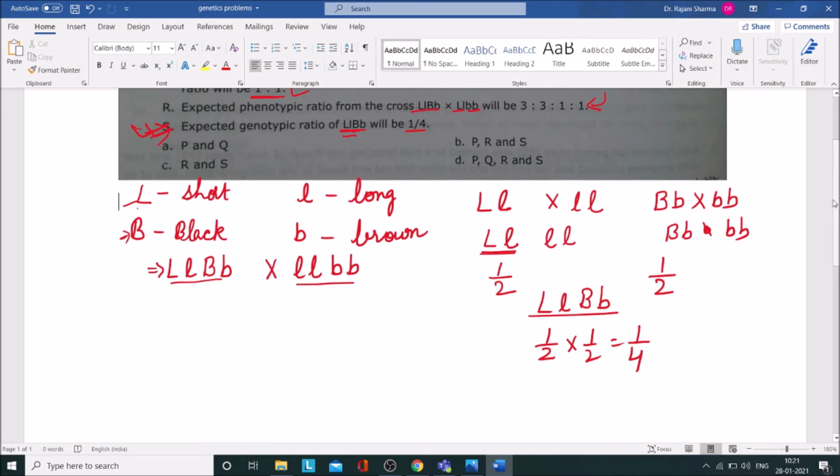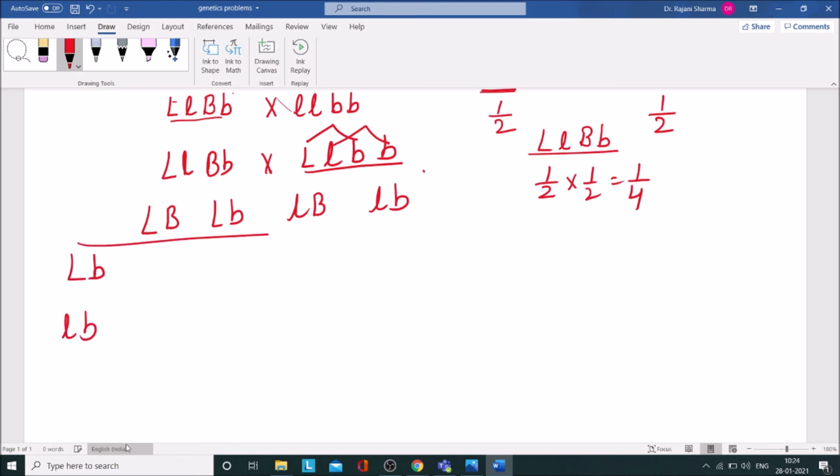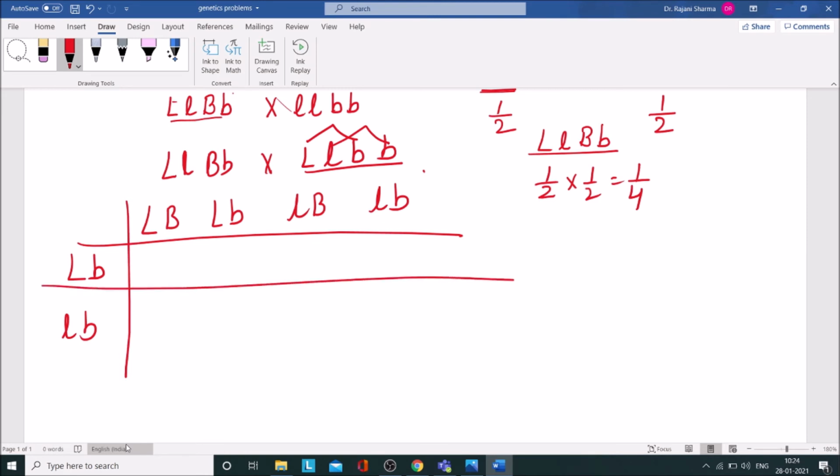Again, what I am going to do is find out the gametes from these two parents. How many gametes will it be giving? Capital L capital B, capital L small b, small l capital B, small l small b, and the other parent will give capital L small b, small l small b. So we have capital L small b, small l small b. Now let us cross it.